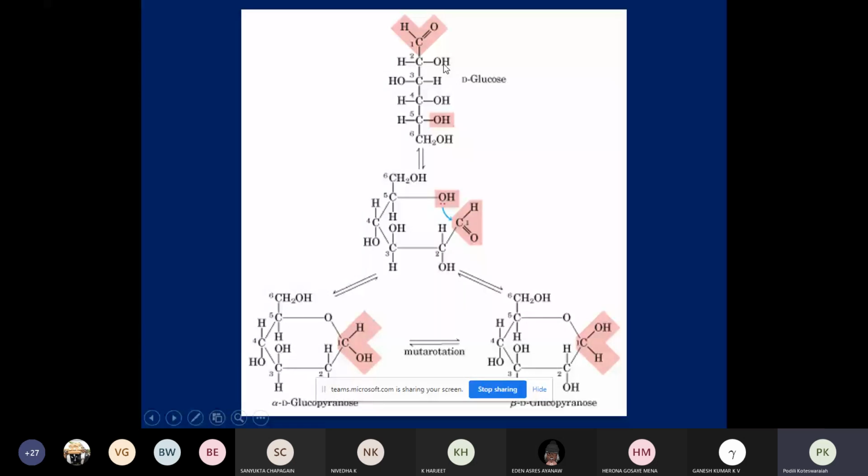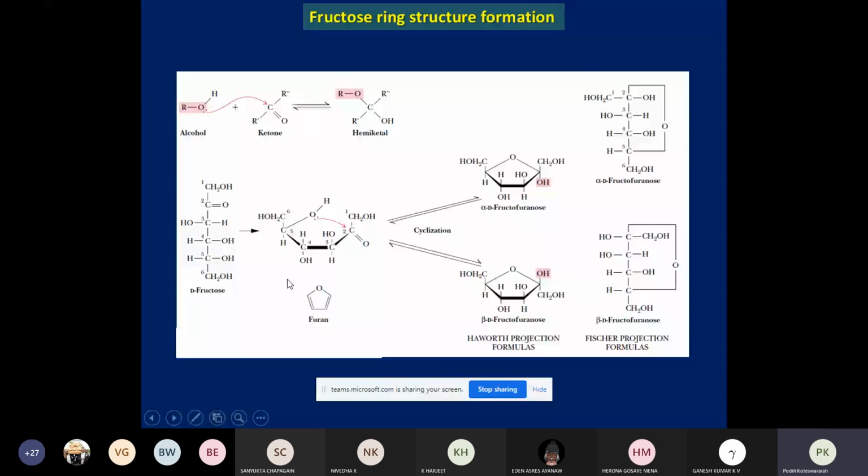Initially, in the open chain form, that is the Fischer projection, C1 is achiral, whereas upon cyclization, C1 becomes chiral. On C1, if the hydroxyl group is present on the down side, then it is known as the alpha sugar. If the hydroxyl group is present on the up side, then it is a beta sugar. The same applies to glucose or fructose and so on.